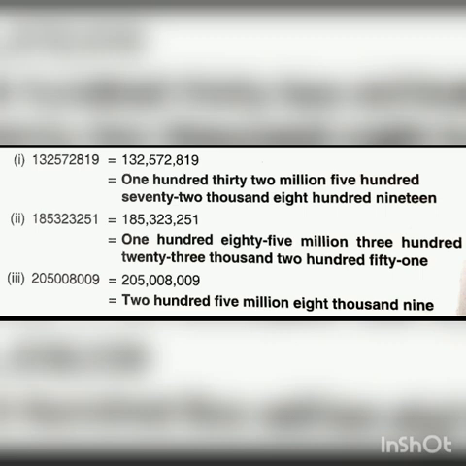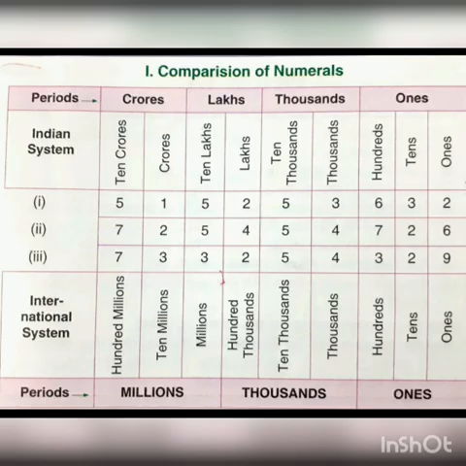So we have to consider it by the place value chart, ones, tens, 100, 1000, 10,000, lakh, like that. But this is the international number system. We will put ones, tens, 100, 1000, 10,000, 100,000, million, 10 million and 100 million. That's why we have said 205,008,009. Clear?